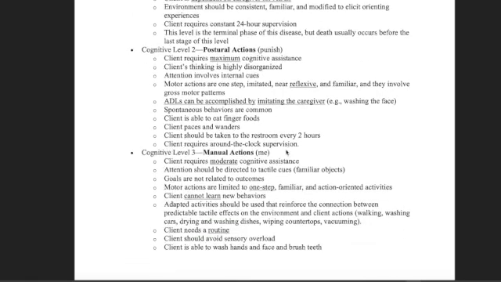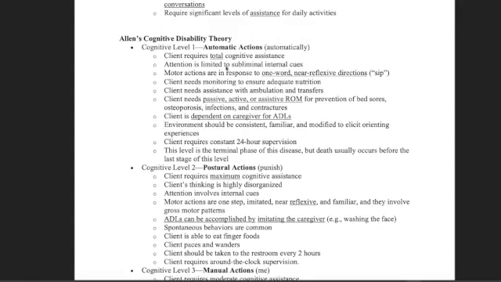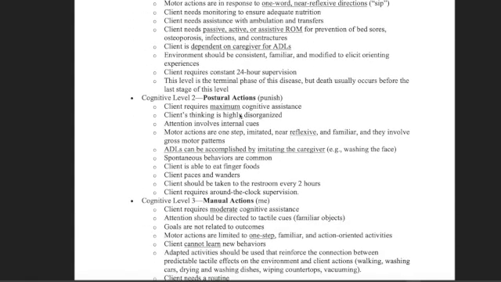All right, level 2 is postural actions. The client requires max cognitive assist. So they moved from being total assist to max assist in level 2. The client's thinking is very disorganized at this level. Their attention is going to be mostly internal cues, so they're going to respond a lot to what's going on internally versus the external environment.